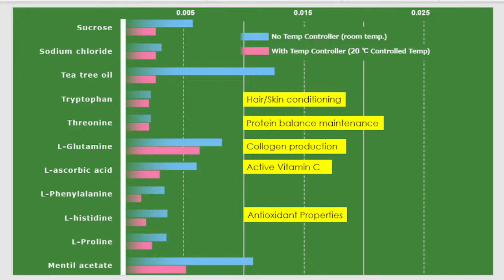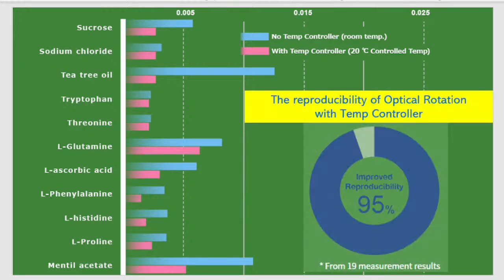Tryptophan is used for hair or skin conditioning. Threonine is for protein balance. L-glutamine helps with the collagen production, and L-ascorbic acid is an active vitamin C. These are just popular substances that are used in the cosmetic industry.